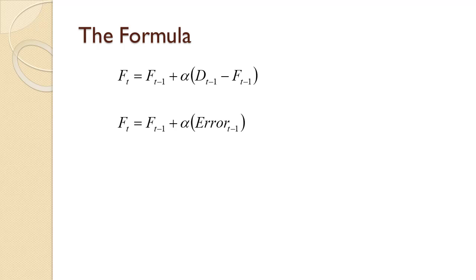Since demand minus forecast for any period can be seen as the error in that period, the formula can be rewritten. The revised version is the forecast for any period equals the forecast for the prior period plus alpha% of the error in the prior period.